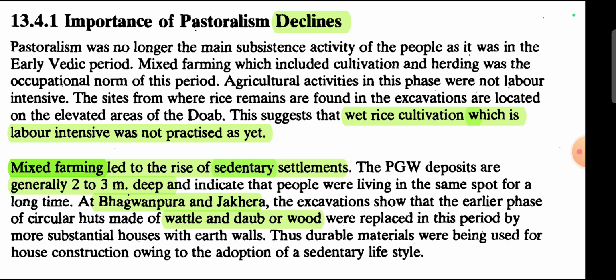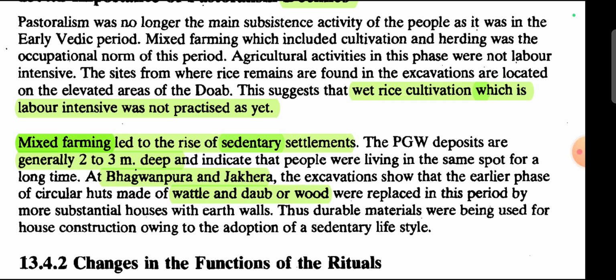Mixed farming led to the rise of sedentary settlements. The PGW deposits are generally 2 to 3 meters deep and indicate that people were living in the same spot for a long time. At Bhagwanpura and Jakheda, the excavations show that the earlier phase of circular huts made of wattle and daub or wood were replaced in this period by the more substantial houses with earth walls. Thus, durable materials were being used for house construction owing to the adoption of a sedentary lifestyle.